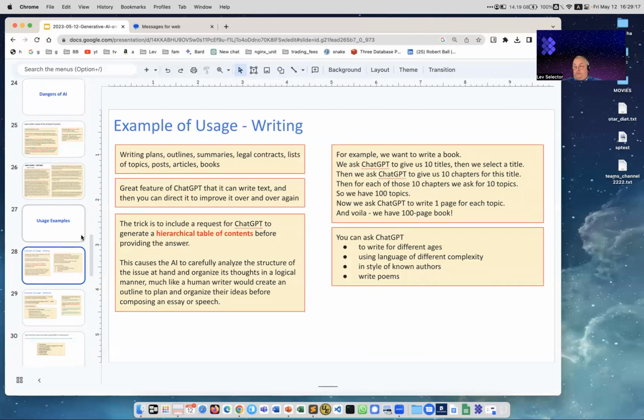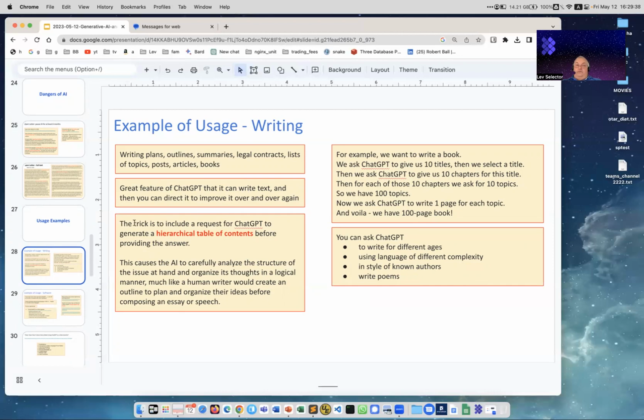Okay, some examples of using ChatGPT, big models. Well, the first one, of course, is writing. So you can write plans, outlines, summaries, legal contracts, lists of topics, posts, articles, books, whatever. A great feature of ChatGPT is that it can write text and then you can direct it to improve it over and over again. So it's like a multi-step approach.